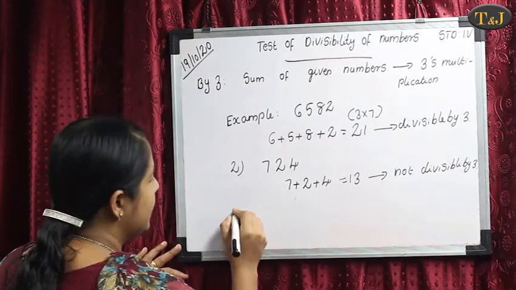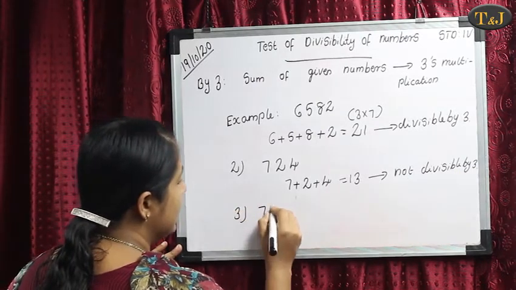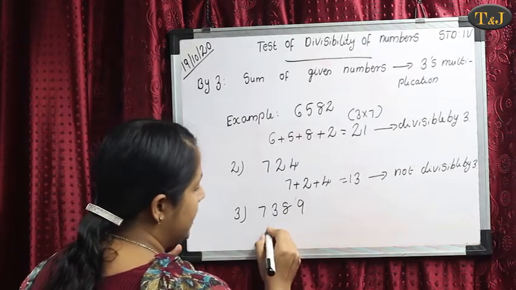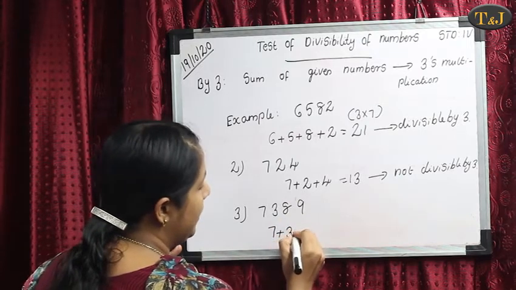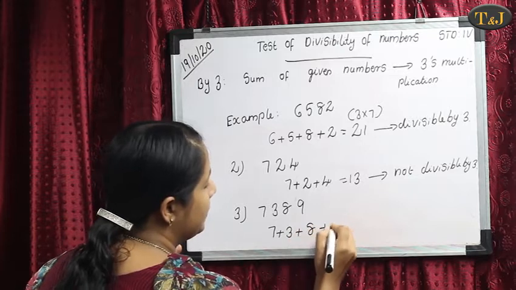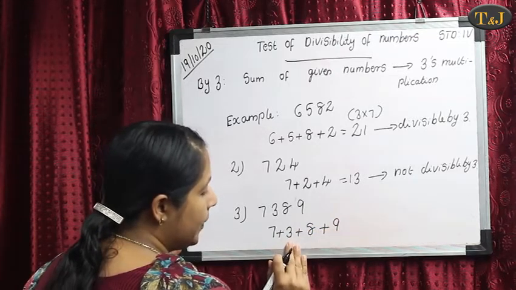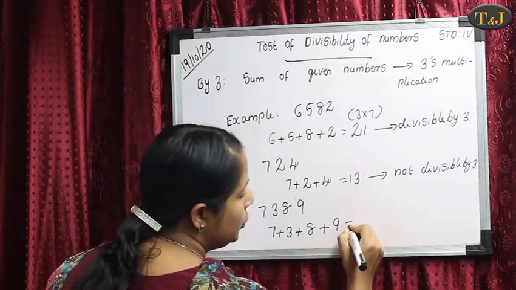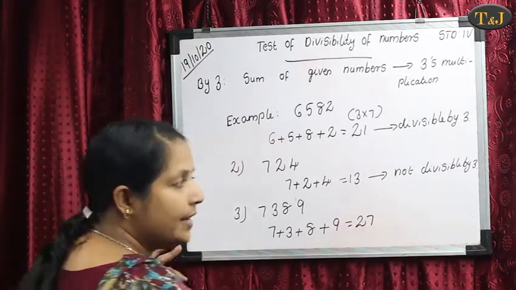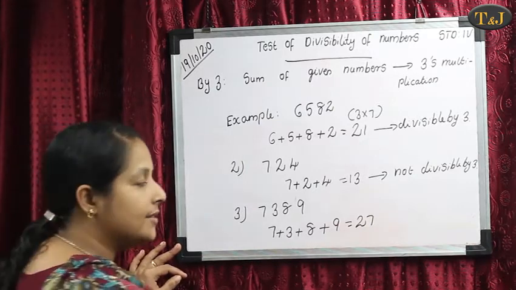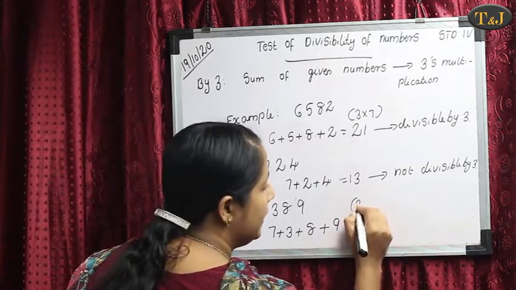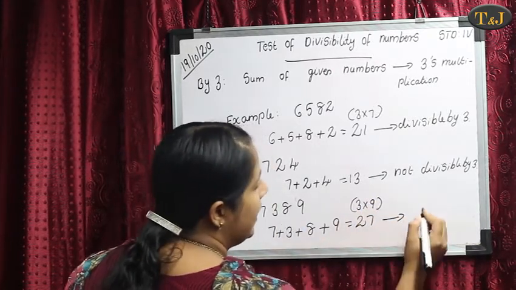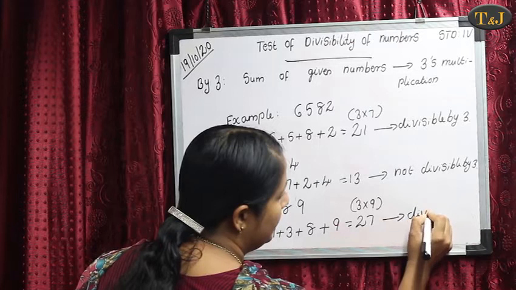Then one more example. Consider the number 7389. First we add these digits: 7 plus 3 plus 8 plus 9. 7 plus 3 equals 10, 10 plus 8 equals 18, 18 plus 9 equals 27. Is 27 included in 3's table? Yes, 9 threes are 27, 3 multiplied by 9 equals 27. So 7389 is divisible by the number 3.